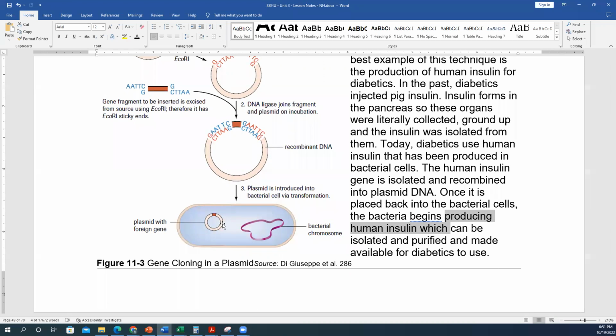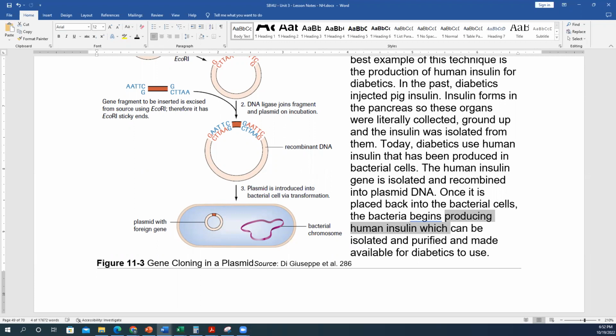And one of the really best examples of how this technique has been used is in producing human insulin for diabetics. In the past, diabetics used to have to inject themselves with insulin purified from pigs, so pig insulin. Insulin is a molecule that is made in the pancreas. So the pancreas from these pigs were literally collected from slaughterhouses and ground up, and the insulin was isolated and purified from them and used as a treatment for diabetics.